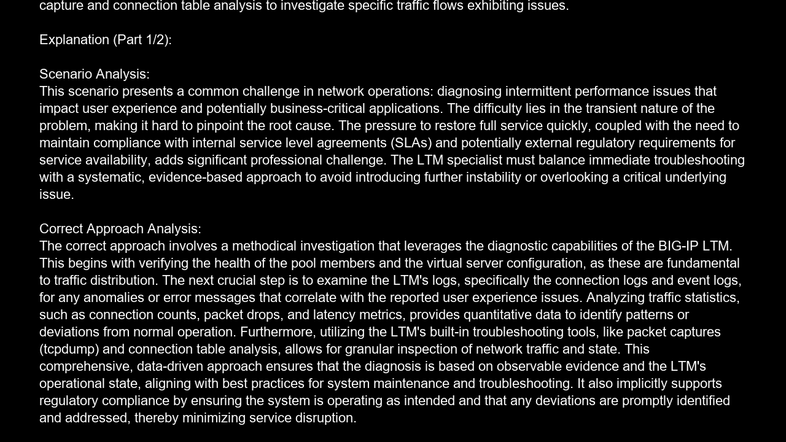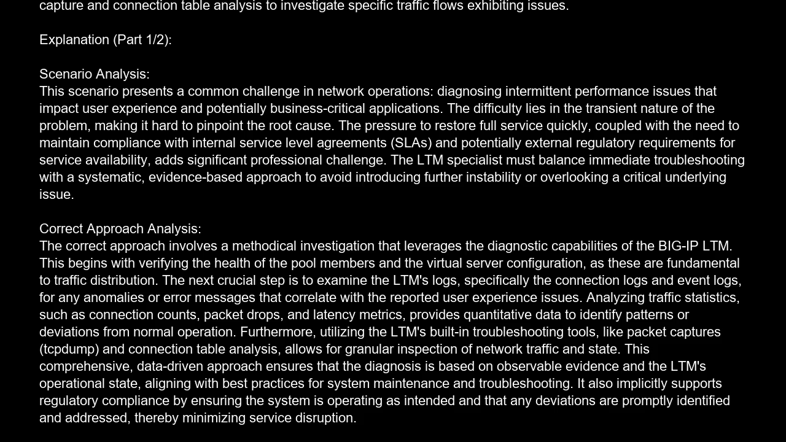The LTM specialist must balance immediate troubleshooting with a systematic, evidence-based approach to avoid introducing further instability or overlooking a critical underlying issue. Correct approach analysis. The correct approach involves a methodical investigation that leverages the diagnostic capabilities of the BIG/IP LTM.